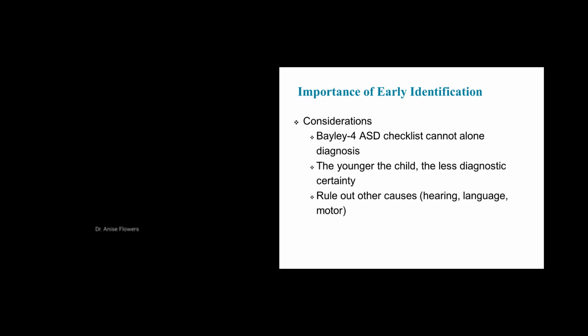As I mentioned, this checklist cannot be used alone for diagnosis. You need to evaluate in a greater context with multiple informants and methods. Also, the younger the child, the less diagnostic certainty we have. And naturally, we also always have to rule out other causes, especially in very young children. Are some of these delays we're seeing related to hearing, language skills, or motor skills?